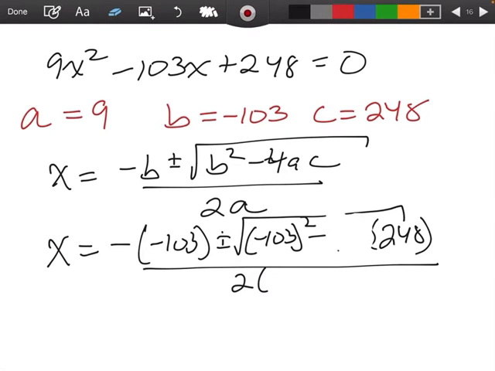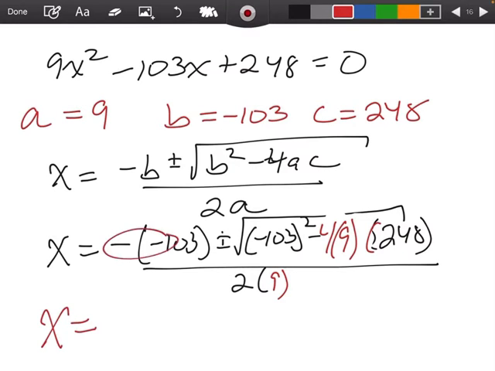So minus 4 times 9, and there we go, still 248. I don't know why I wrote 9 before; anyway, 9 right here. Next, negative and negative make it positive, so 103. That doesn't look like a pretty 3, so let's fix that. 103 plus or minus the big square root.